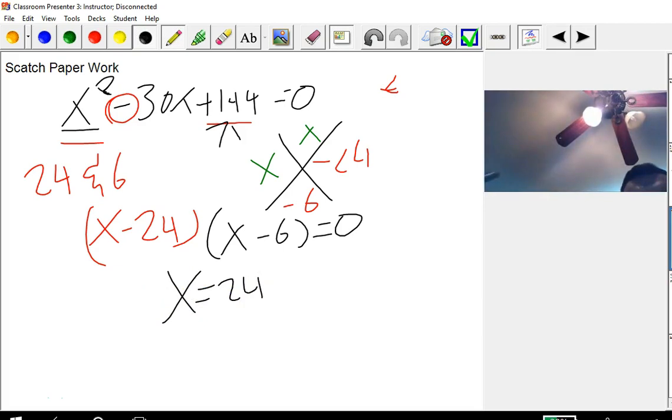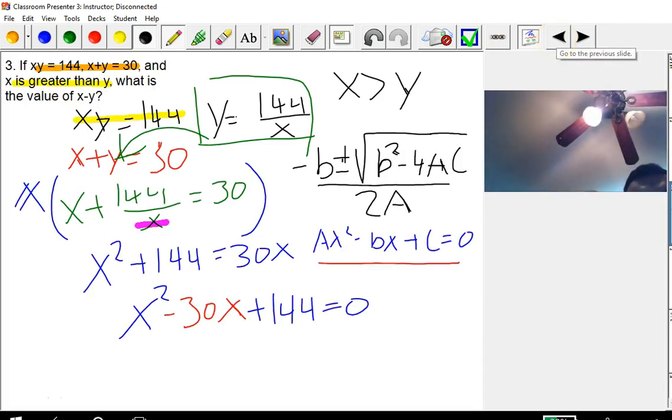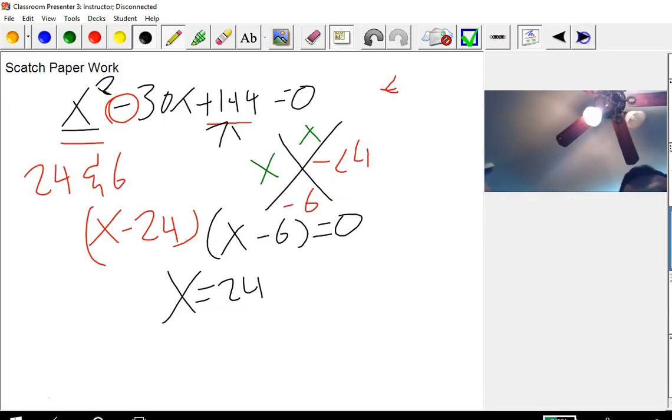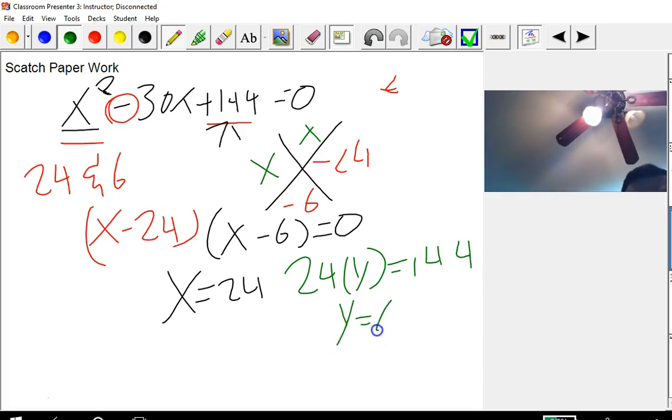Now we have the equation over here, x times y equals 144. So I'm going to move that back over here. Let's do the different one: 24 times y equals 144. Now we know the answer to this: y equals 6, because we know that from over here.